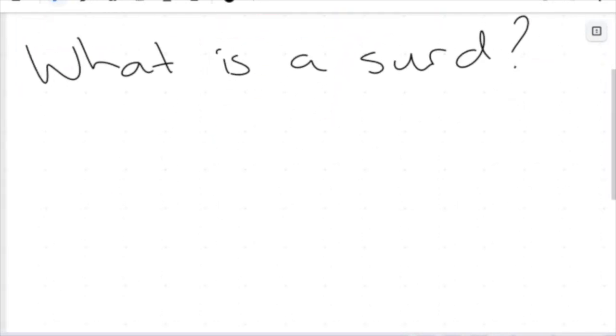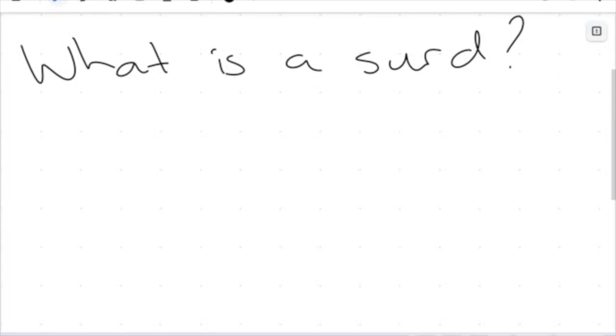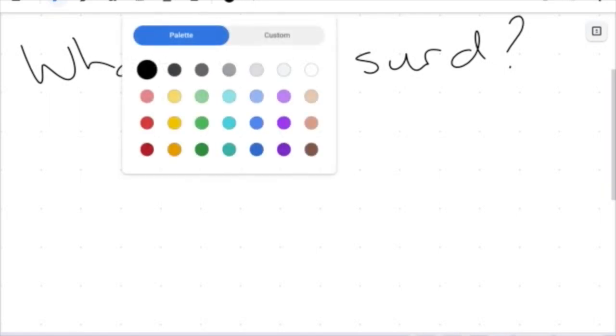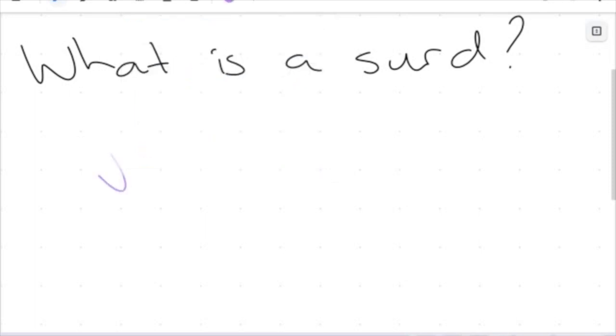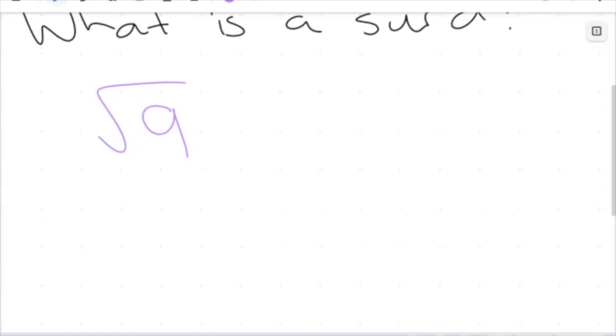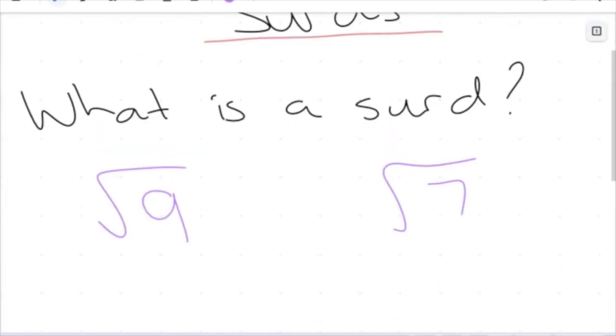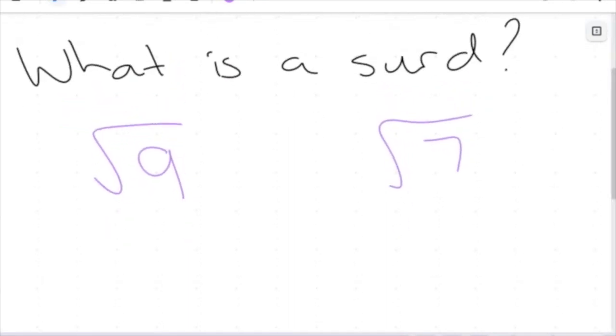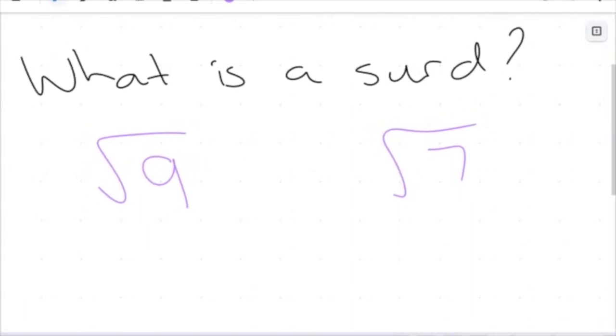Now, the definition of what a surd is, before we even get to that, we have to start thinking about these numbers that we looked at before when we did fractional indices. These were these rooted numbers, these numbers with square roots attached to them. So let's compare these two values here. Now, to understand what is a surd and what is not a surd, we have to look at the number within the square root.